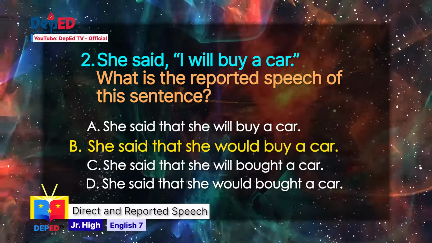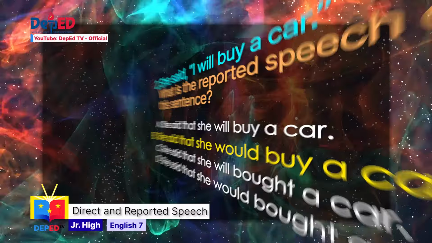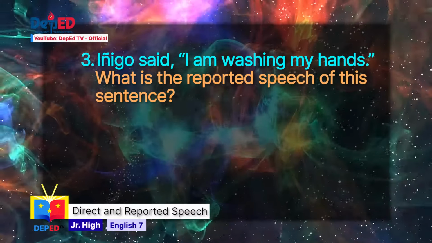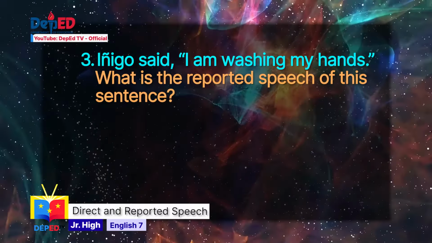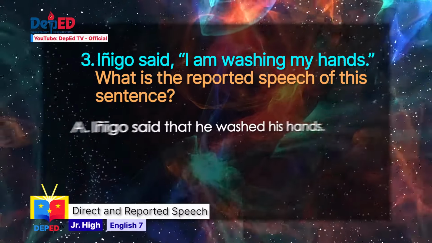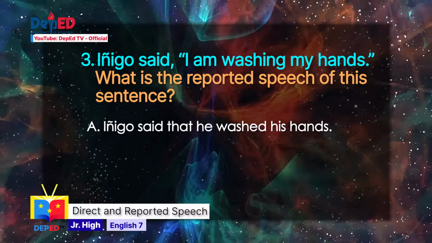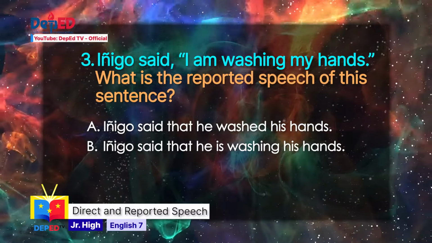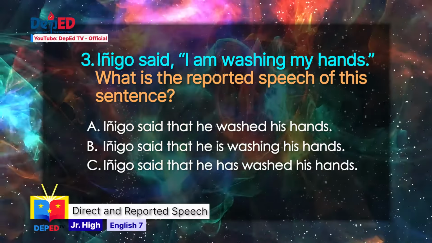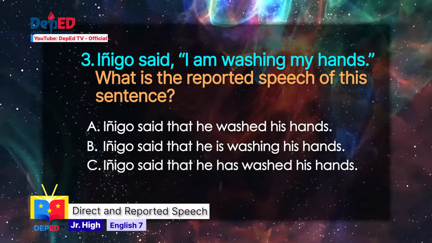Number 3. Inigo said, I am washing my hands. What is the reported speech of this sentence? Letter A. Inigo said that he washed his hands. Letter B. Inigo said that he is washing his hands. Letter C. Inigo said that he was washed his hands. Letter D. Inigo said that he was washing his hands.